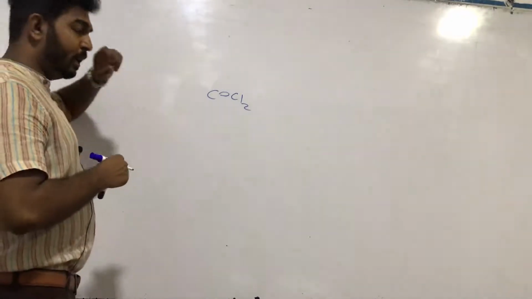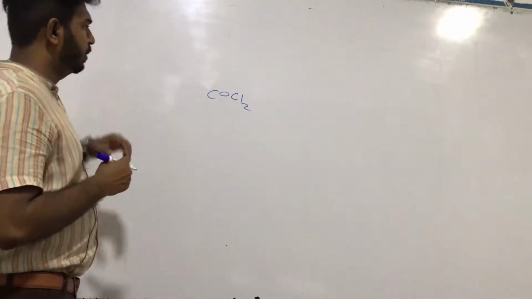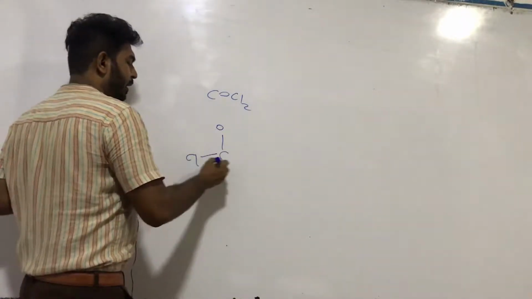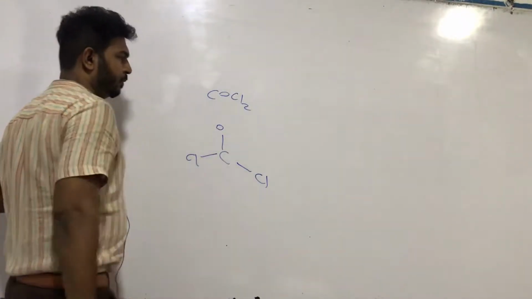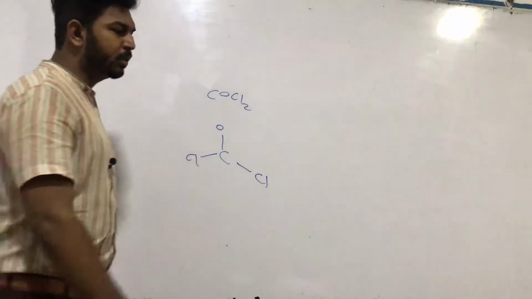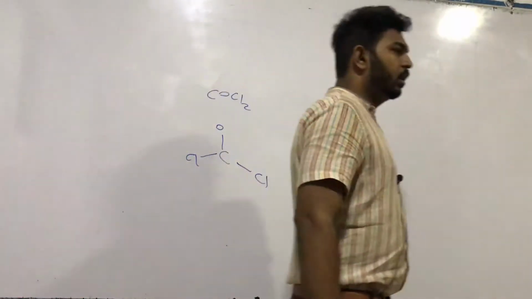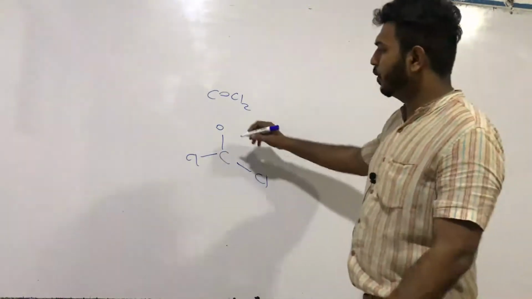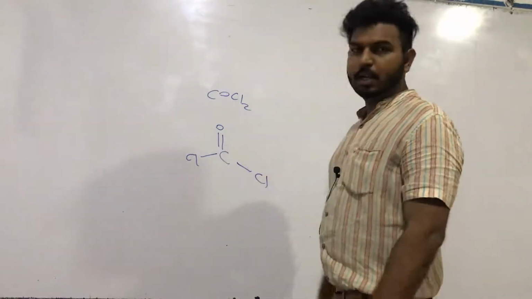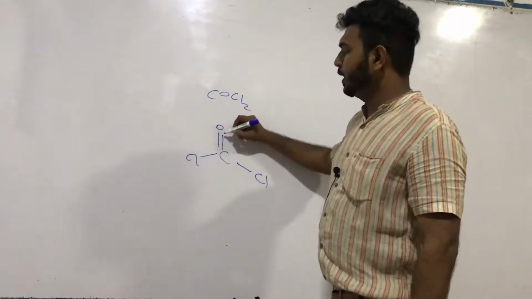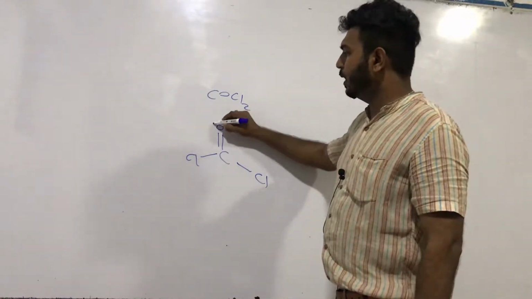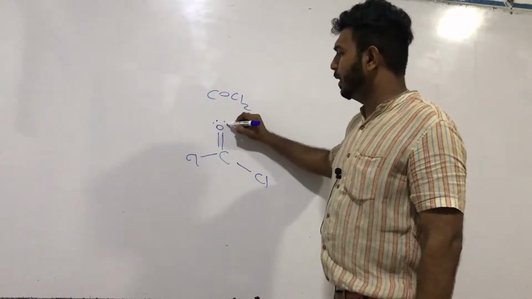But we have to take the most electropositive atom. The most electropositive atom is carbon, and there are oxygen and chlorine. We know that we have to draw 2 bonds for oxygen always, so we complete this using a double bond. Then oxygen has 6 electrons, 2 are shared, so there are remaining 4 electrons.